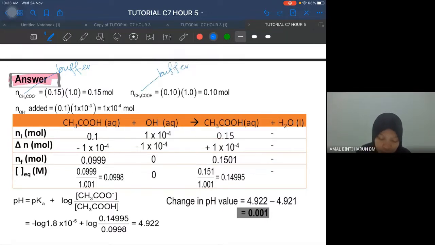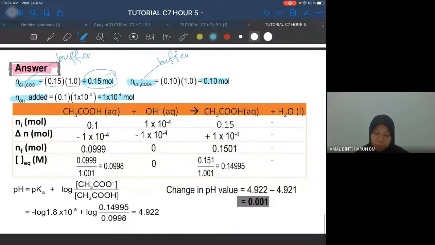Okay. It is concentration times volume, dapat 0.15 mole and then 0.1 mole of acid and salt. Okay. Tambahkan base, base yang di-added, strong base added, it is 0.0001 mole.